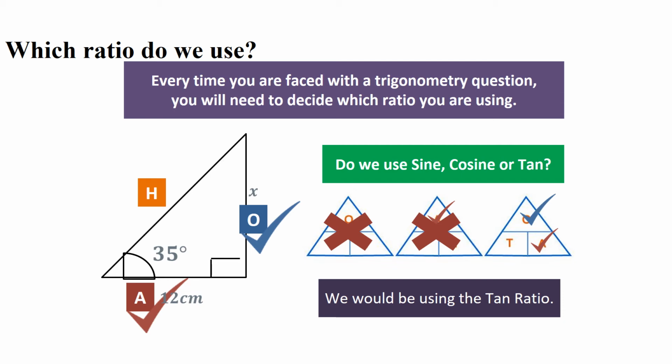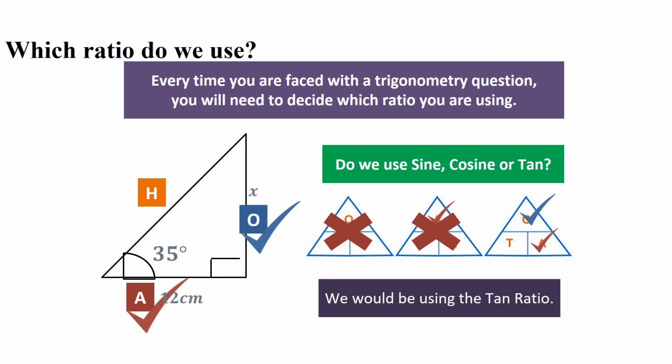So if we look at this diagram, we see that our angle in question measures 35 degrees. We're given the length of a side as 12 centimeters, and we are required to find the length of the side marked X. Now, before we could go in and find the length of the side marked X, we need to decide, based on the angle which we are given, which ratio would be most suited to be used to find the length of side X.